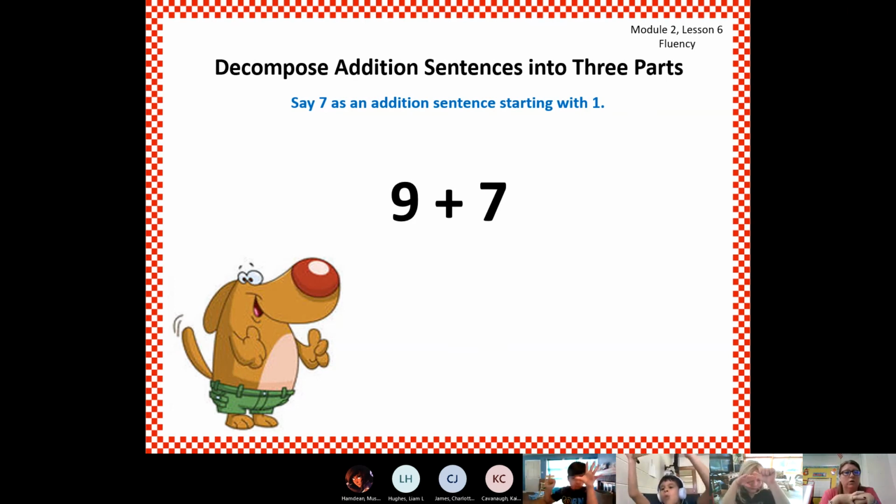So now circle the 9 and the 1. 9 plus 1 equals what? Show me with your fingers, what does 9 plus 1 equal? Equals 10. So then 10 plus, what's the number that's left over? Show me the number that's left over. Is 6. So on your whiteboards, tell me what is 10 plus 6.